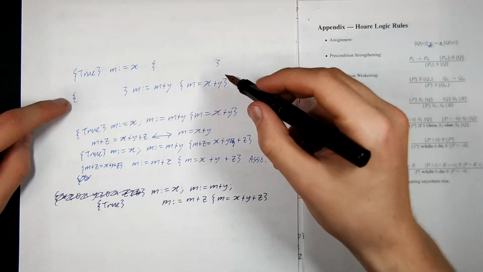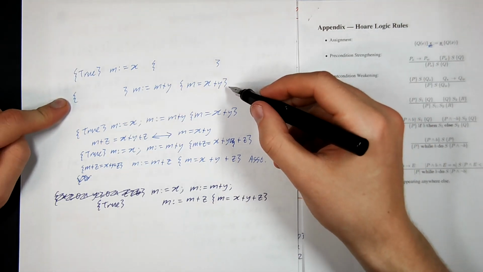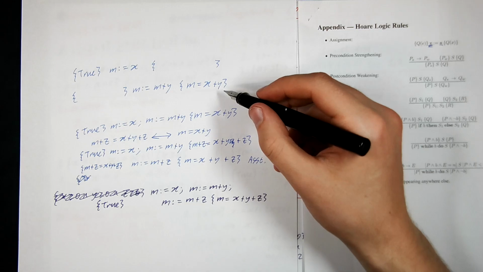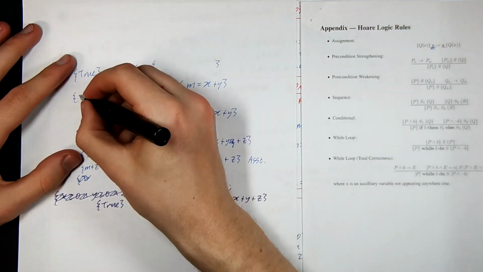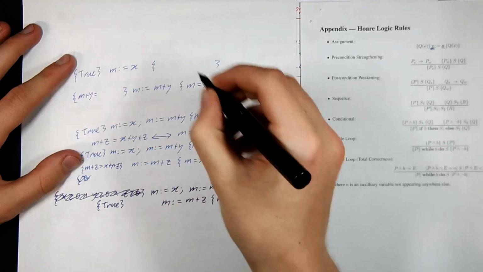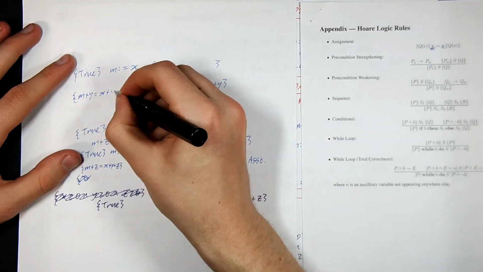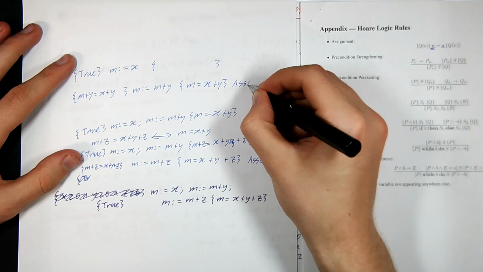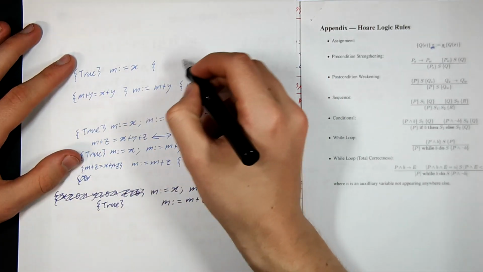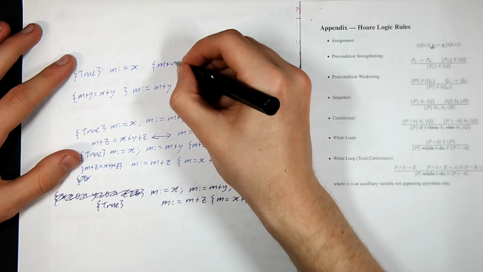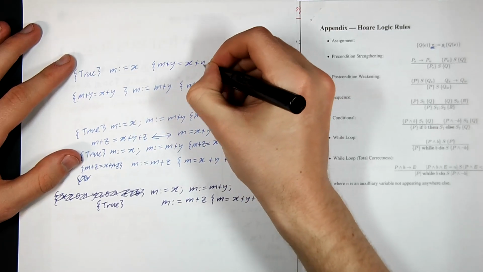Okay? So how can we prove this statement here? Well, assignment backwards worked before. Good odds it's going to work again. Replace the m's with m plus y. So m plus y is equal to x plus y. So this rule is true by assignment. Copy the same precondition here to become the post condition here. M plus y is equal to x plus y.